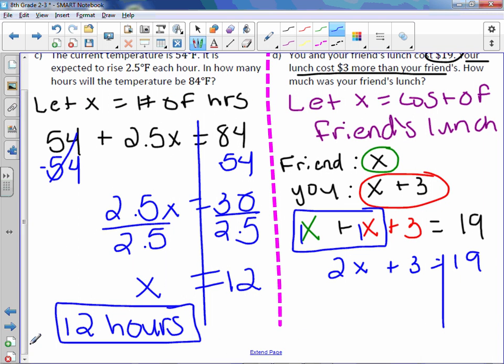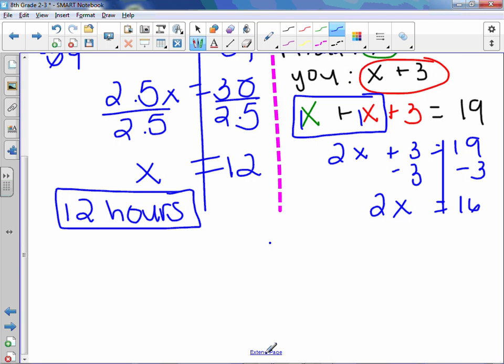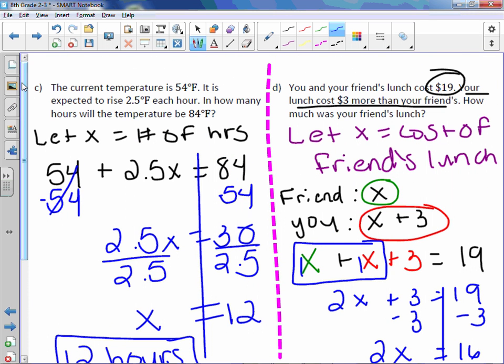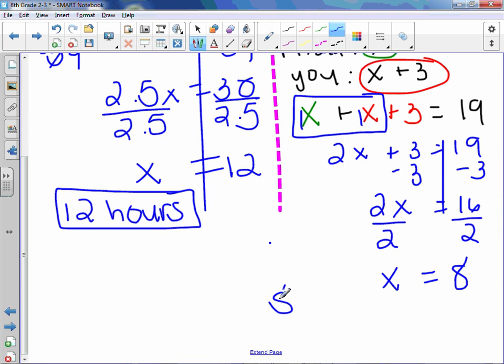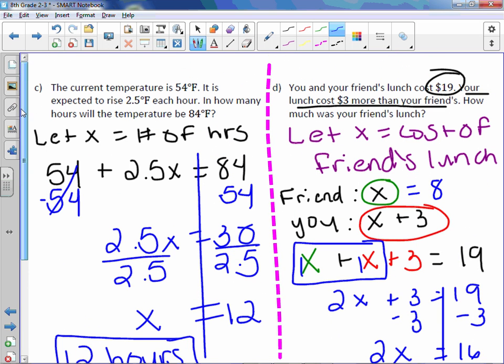And now we have a simple two-step equation. Minus 3 from both sides. 2x equals 16. Divide by 2. X equals 8. The question is, how much is your friend's lunch? And I know my friend was simply X, so their lunch was $8. If I wanted to know my lunch price, I would take $8 and add 3 to get 11.